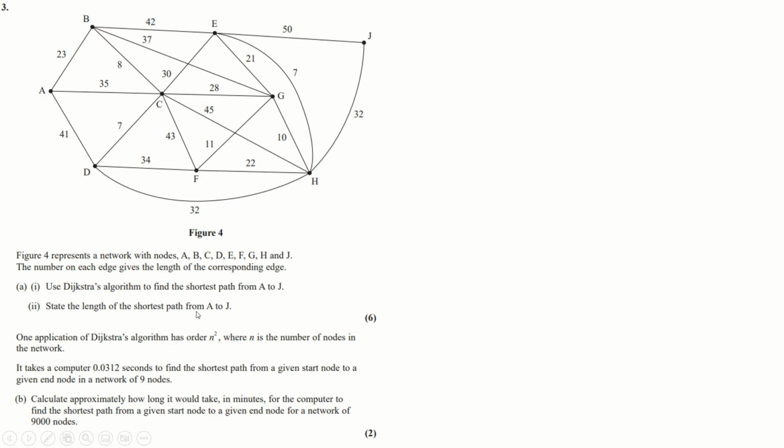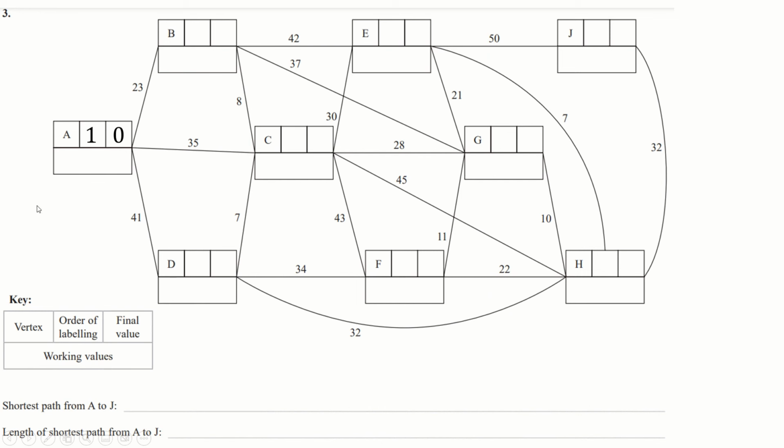So we're going to start, this is the whole question again. We're going to start with Dijkstra. So we start with a 1, 0, and then just fan out in every way you can. So 23, 35, 41. Pick the smallest, that's 23. So that's going to be the second place we go, and it's worth 23.